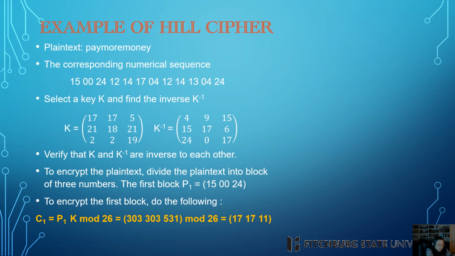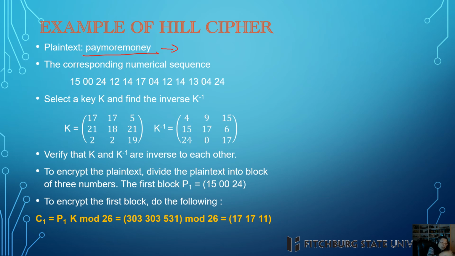Let's take a look at an example of a Hill cipher. We choose the plain text "pay more money". The first thing we need to do is, because the Hill cipher only works with numbers, decimal or binary, it doesn't matter, let's use decimal numbers. So we first encode the original plain text message into a sequence of numbers.